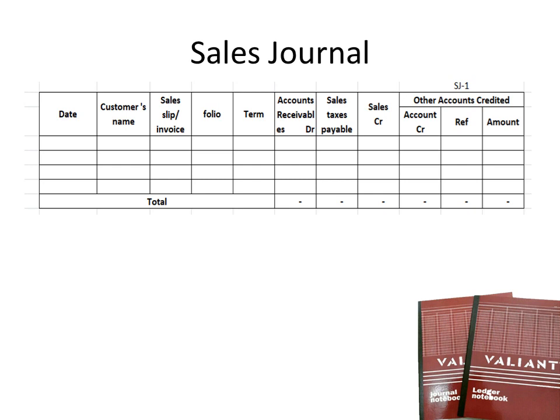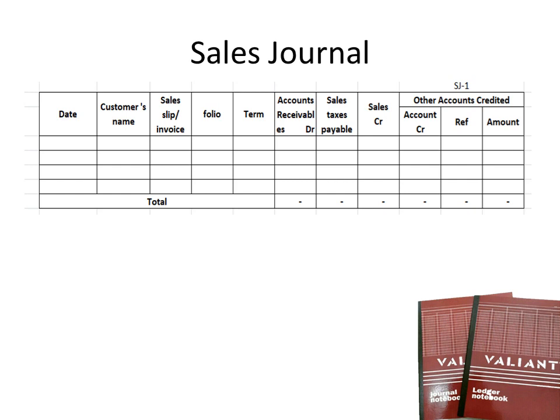You also have the customer name to determine to whom you made the sales. Then you have the sales slip or sales invoice or charge invoice. These are the columns used to enter the number, so that you would have the reference on the different sales that you made over your invoices. Next, you have in some books it's post reference, in some books it's called folio. So what is post reference or folio?